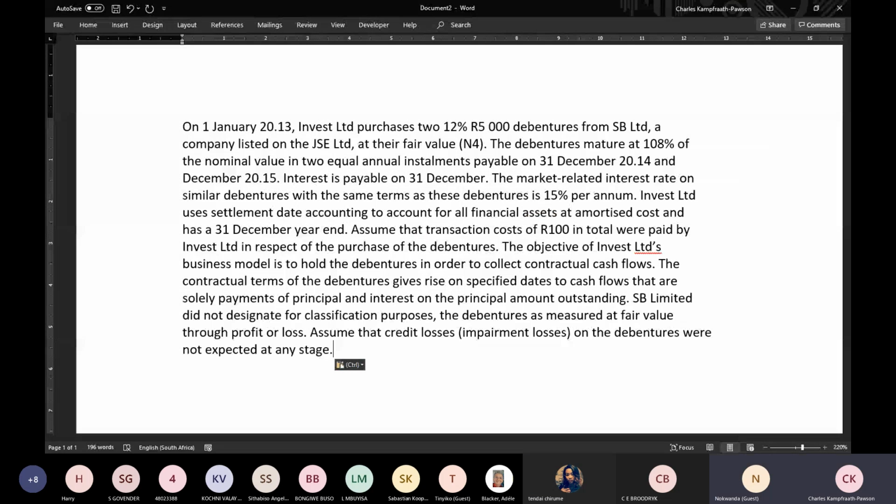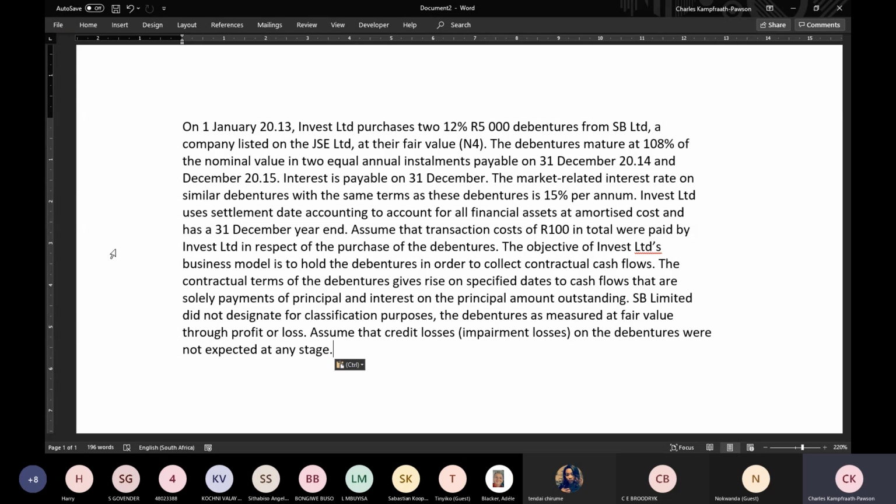Yes. Okay. So it says there, on the 1st of January 2013, Invest Limited purchases two 12% 5,000 Rand debentures from SB Limited, a company listed on the JSE Limited, at their fair value. The debentures mature at 108% of nominal value in two equal annual installments payable on 30 December 2014 and December 2015. Interest is payable on 31 December. The market-related interest rate in similar debentures with the same terms as these debentures is 15% per annum.